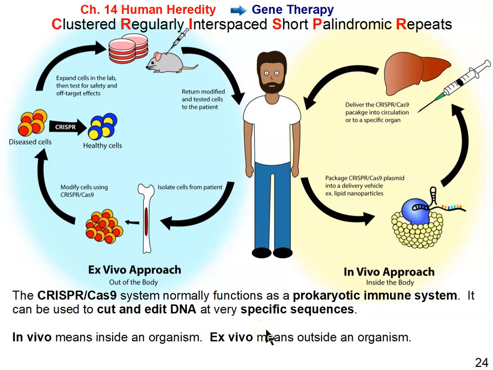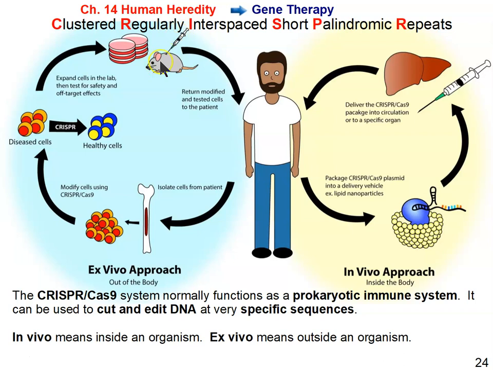So we would treat the whole individual, basically, whereas ex vivo means outside an organism. And this would be similar to what we were looking at on the previous slide, where their cells would be removed from the patient, then they would be genetically engineered, and then they would multiply and then be placed back into the patient. And if you read these, you'll see there's more going on here. Not only will they be multiplied, but they'd be tested for safety.